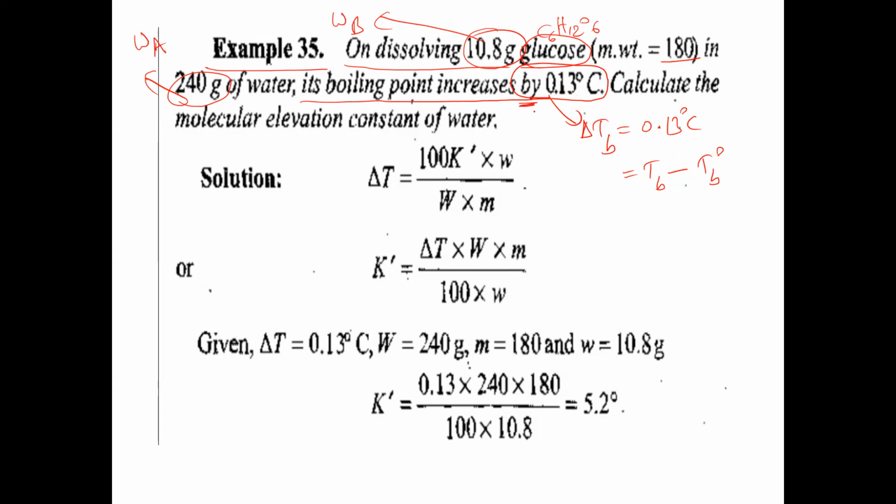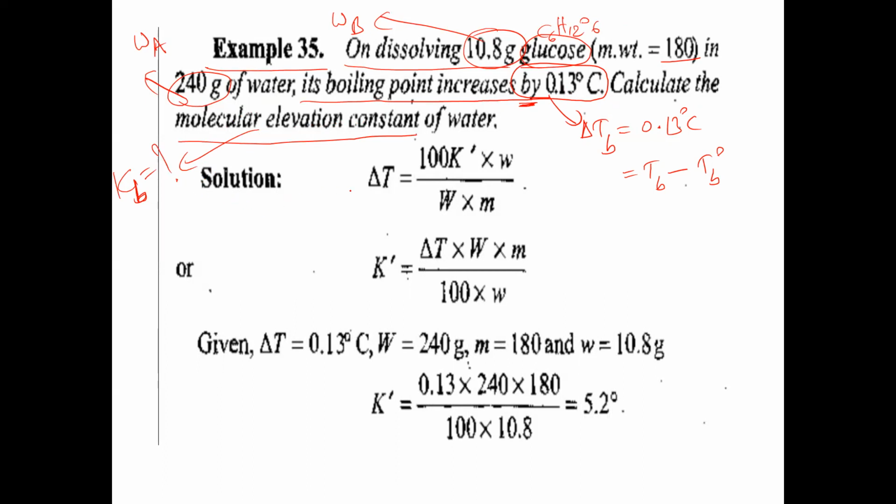By this much quantity, the elevation has taken place. Elevation in boiling point is 0.13 degrees Celsius. Now this is delta TB. Calculate the molecular elevation constant. Molecular elevation constant is Kb. Elevation constant means Kb, depression constant is Kf. So they asked you to calculate the molar elevation constant, Kb of water.